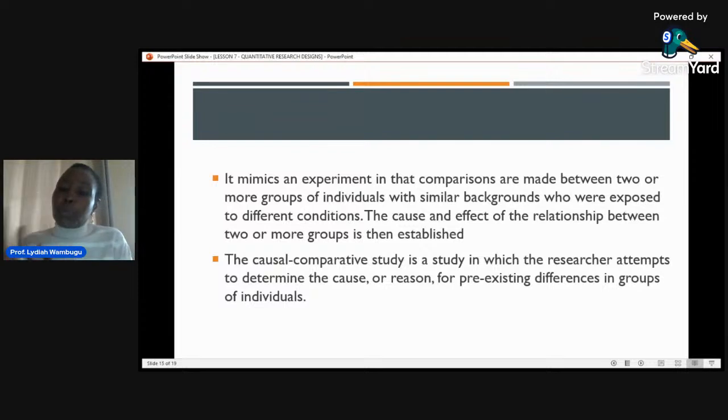And that is why ex post facto is not experimental, or it doesn't take the format of experimental. Even with this one, you are not able to control for extraneous variables, because already the fact has happened. That is why we are saying it is after the fact. So what we have said is that the ex post facto or causal comparative attempts to study the cause, or the reason, so this cause is in quotes, for pre-existing differences in groups. So why do we have what we can see? Why? You go back.